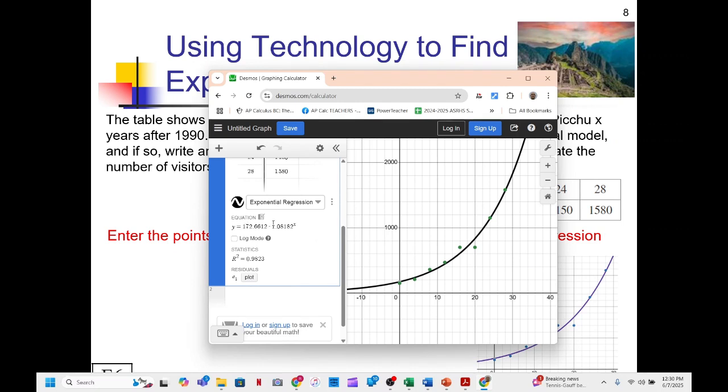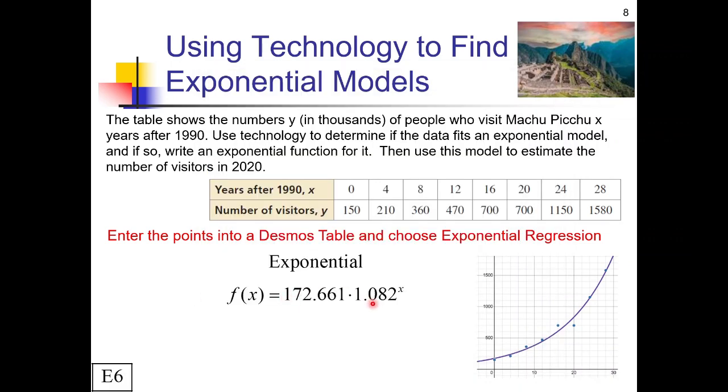172.6612 times 1.08182 to the x, all of that. We can just copy that in here and maybe round it off a little bit if you want. And then they wanted us to use this model to estimate the number of visitors in 2020. So that means we basically have to plug in 30 for our x value here. So f of 30, let's see what that comes out to.